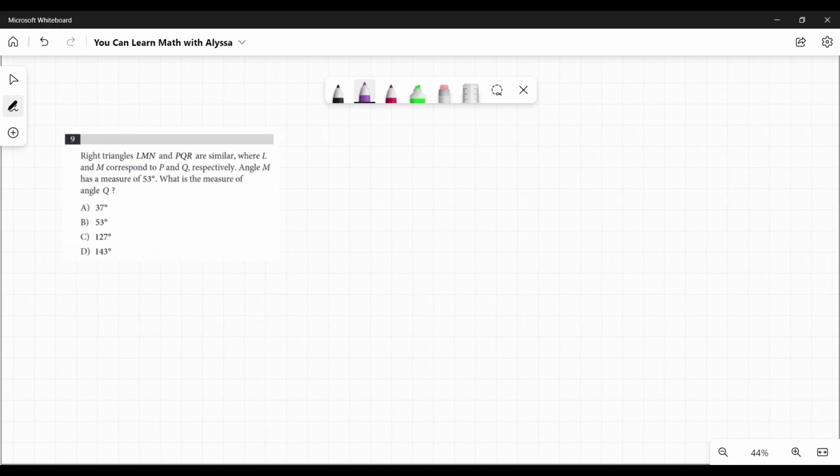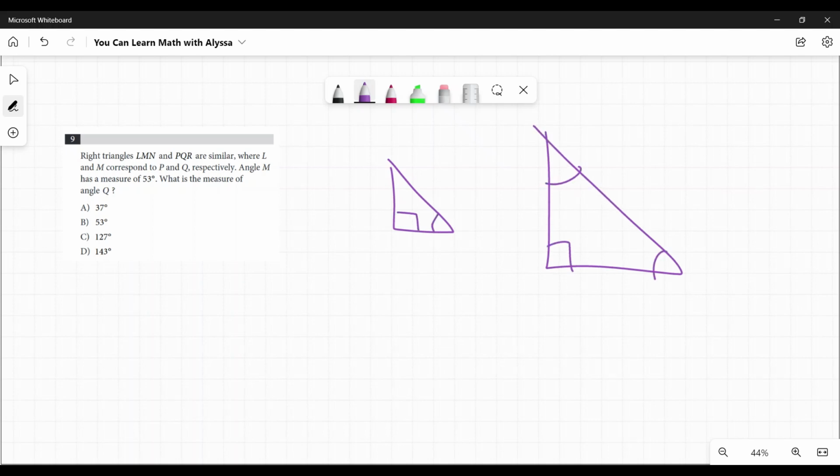Number 9. Right triangles LMN and PQR are similar, where L and M correspond to P and Q respectively. Angle M has a measure of 53. What is the measure of angle Q? Similar triangles, that's what they're testing on this question. Similar triangles are not identical. They are not congruent, but all their angles are the same. I know those are hideous triangles, but bear with me. Their angles are going to match.